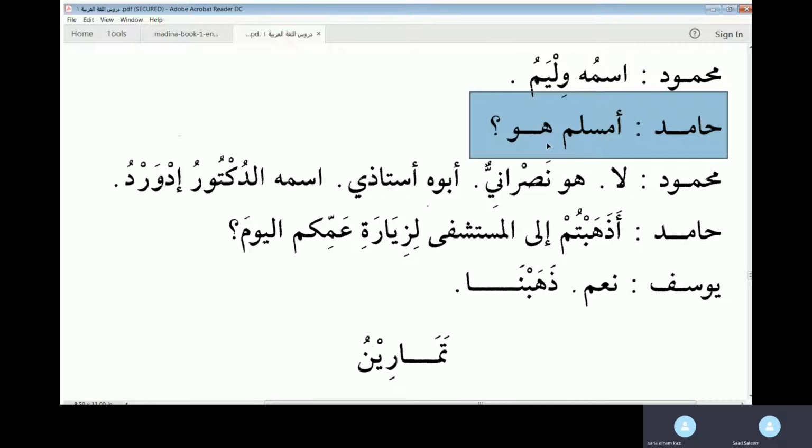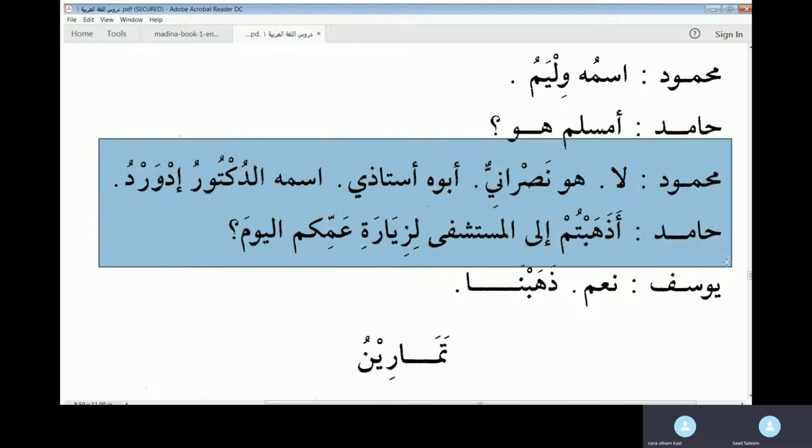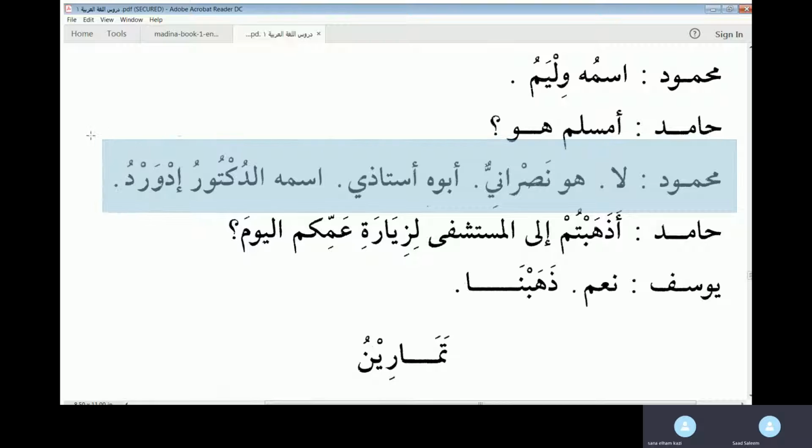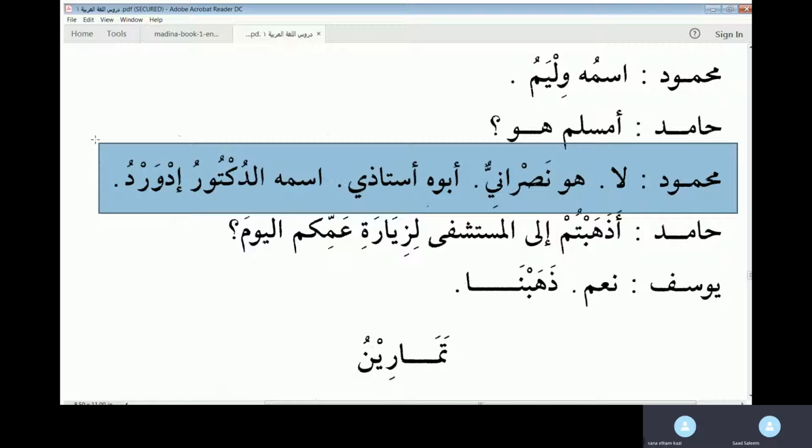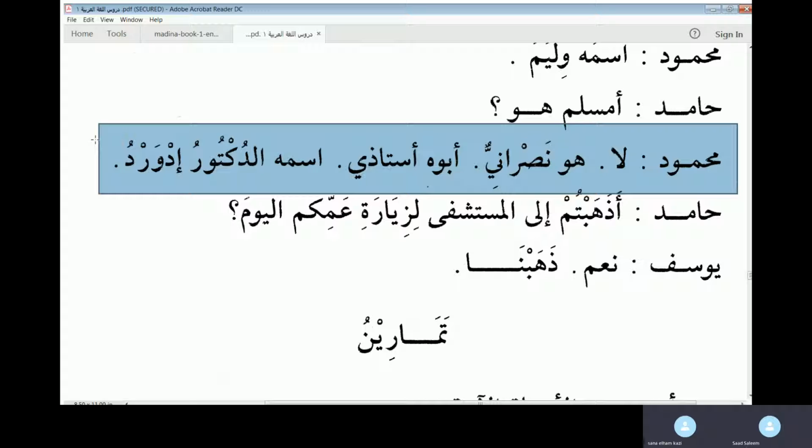A Muslim? No, his father is a Christian. He's my teacher. Ismuhu Doctoru Edward. His name is Dr. Edward. No, he is a Christian. His father is a teacher.